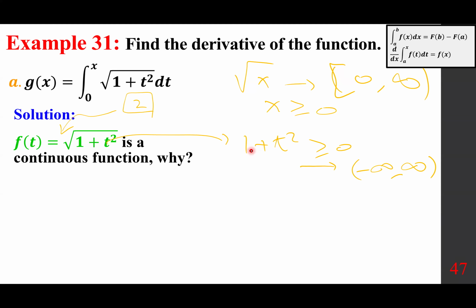So that works. By FTC, the derivative, that means g prime or d dx of this, is the same thing evaluated at x. So replace the variable with x. G prime is the square root of 1 plus x squared.